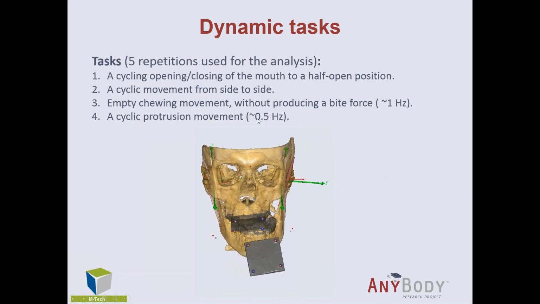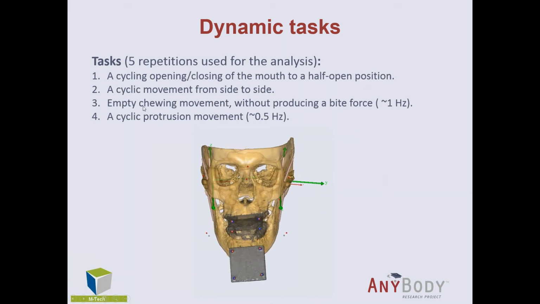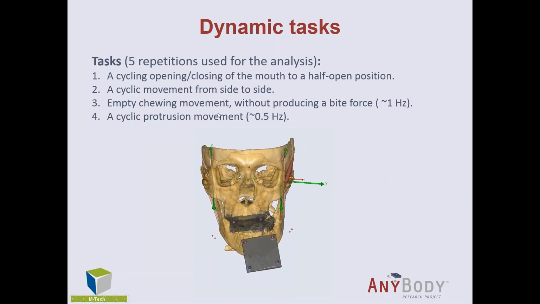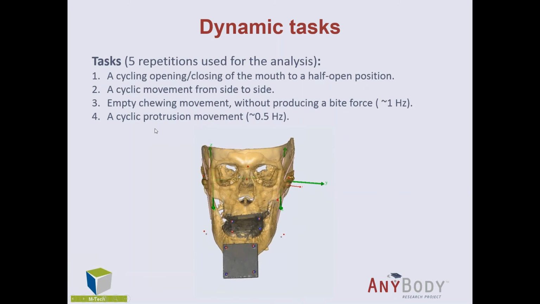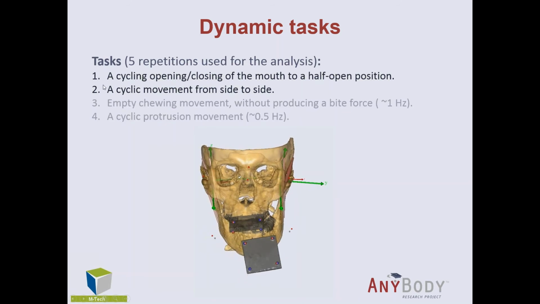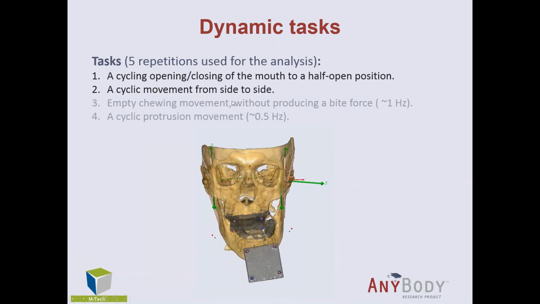And then this we considered a repetition when you have gone from one side over to the other side and back again, and so forth. The third was an empty chewing movement without producing a bite force, because this brace that we have introduced does not allow the subject to really chew on it, and we don't have a way of measuring the force that is produced during the bite. So we wanted to have tasks without loads. And then we did a cyclic protrusion movement as well. In the results in a bit, I will only focus on the first 2, so the open and close and the side to side, just because they tell most of the story and also for the interest of time.